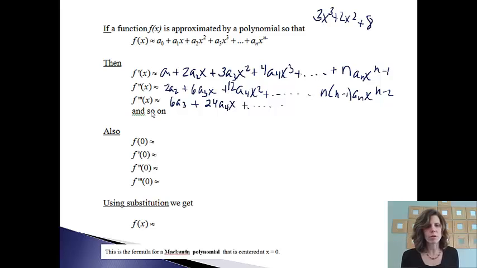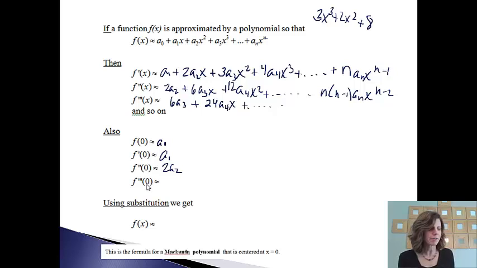Now I'm just going to look at what happens if, for each of these, I plug in 0. If I plugged in 0 for the x's in the original function, I would simply get a sub 0. If I plugged 0 into f prime, I'm just going to be left with a sub 1. And if I took the second derivative and plugged in 0, I would simply get 2a sub 2.